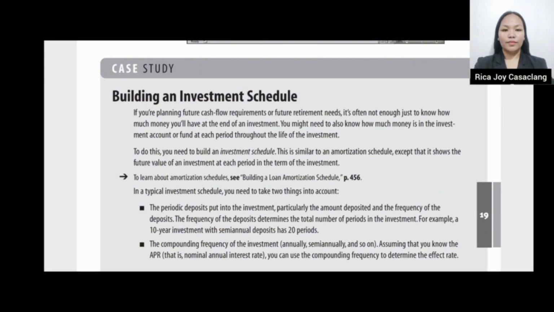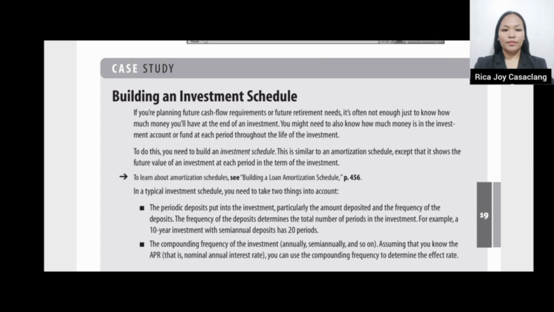The second one is the compounding frequency. Compounding frequency refers to how often interest is applied to the investment. Interest may be compounded annually, semi-annually, quarterly, monthly, and so on. Knowing the APR, the annual percentage rate, allows you to determine the effective rate, which accounts for the impact of compounding.